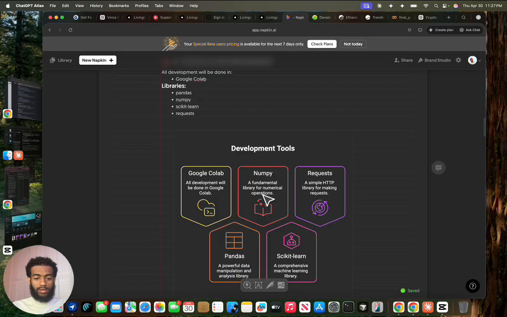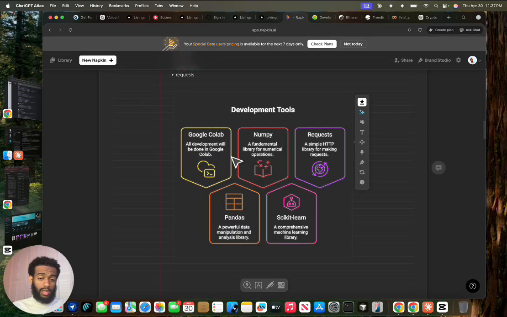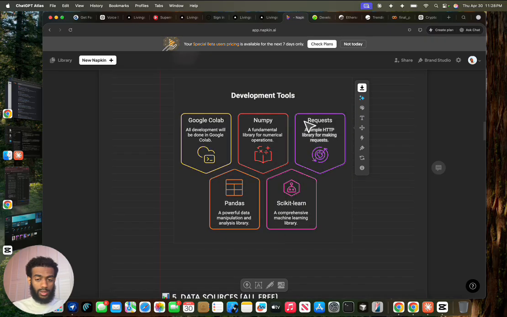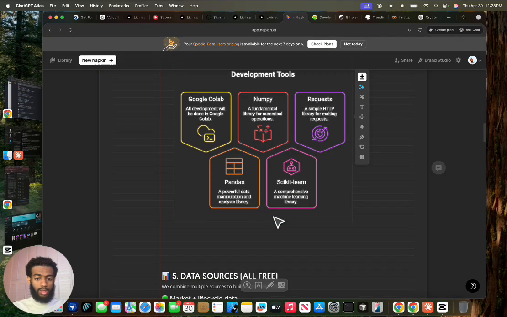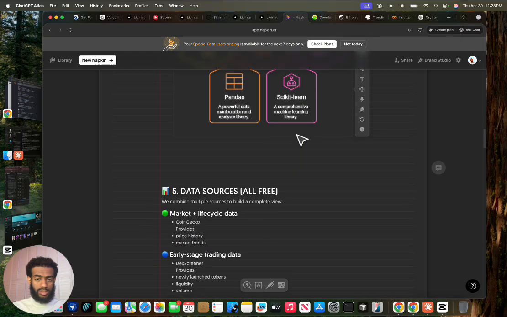As for tools, I'm going to be mainly using Colab. These are the environments and different things I'm going to be using, along with Python, as well as the packages and things like that.